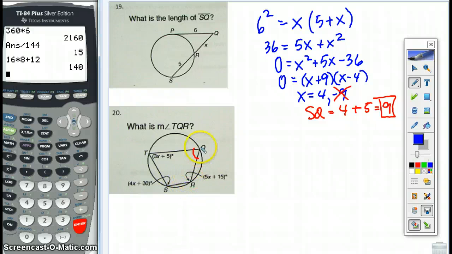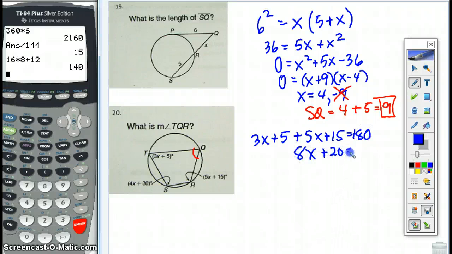This angle is the inscribed angle on that arc. And this angle over here is the inscribed angle on that arc. So that arc plus that arc equal 360. That means their inscribed angles, half as much, equal 180. So I'm going to do 3x plus 5 plus 5x plus 15 equals 180. And combine like terms: 8x plus 20 equals 180, 8x equals 160, x equals 20.